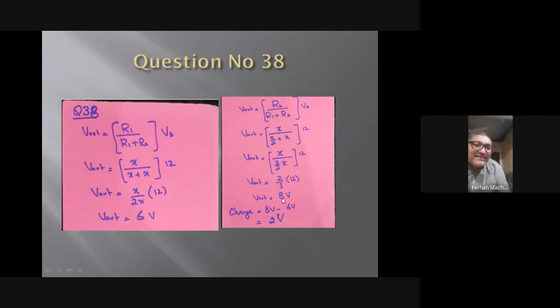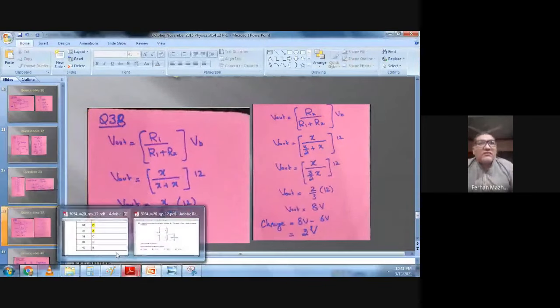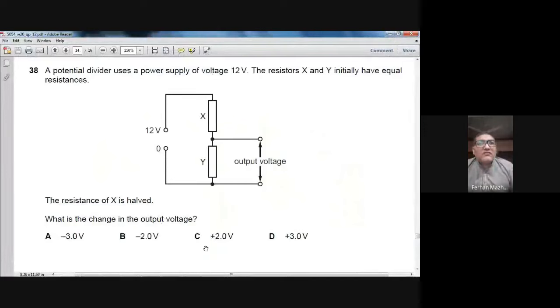A little mathematics. I hope you understand this mathematics. So now this time the V out on the R2 will be 8 volt. Previously it was 6 volt. So what is the difference between them? Now it is 8. Previously it was 6. The difference is 2 volt. C looks the right option.